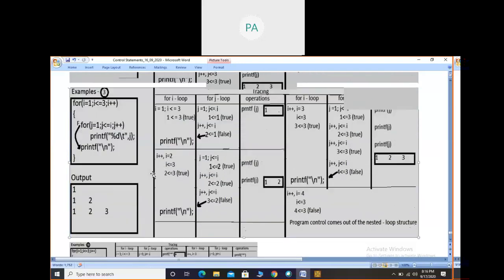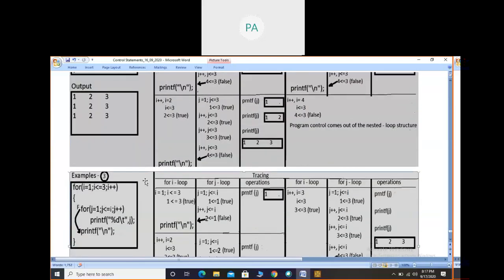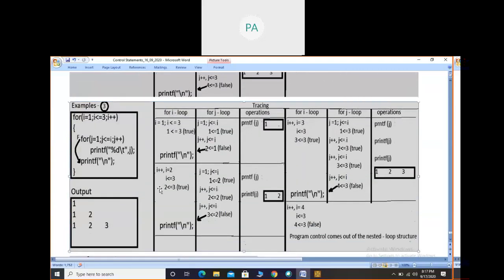If you look at the output of example 3, in the first row, I am printing 1. In the second row, I am printing 1, 2. In the third row, I am printing 1, 2, 3. So this is the difference between the second example's output and the third example's output. Now we will see how we can write the code here.